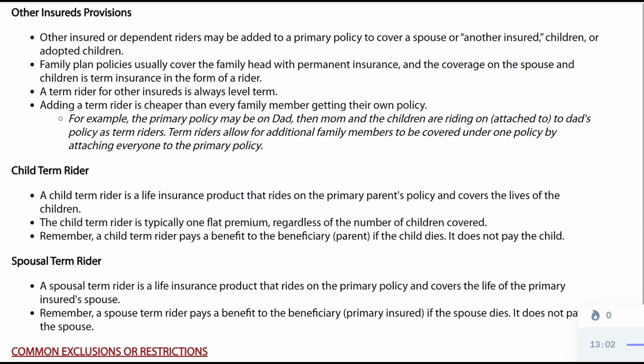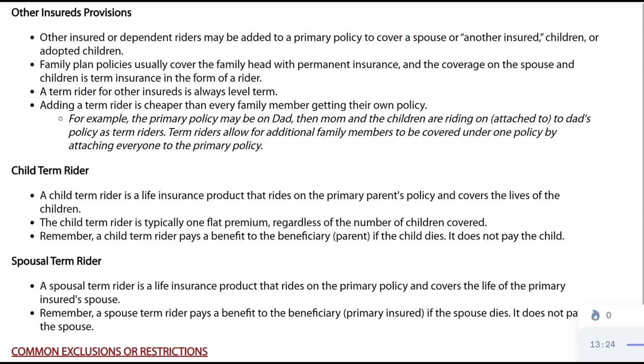Other insured's provisions. Other insured or dependent riders may be added to a primary policy to cover a spouse or another insured, children, or adopted children. Family plan policies usually cover the family head with permanent insurance, and the coverage on the spouse and children is term insurance in the form of a rider. A term rider for other insureds is always level term. Adding a term rider is cheaper than every family member getting their own policy.